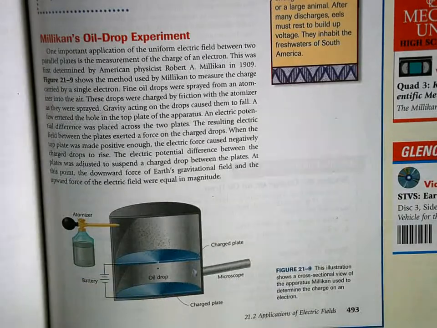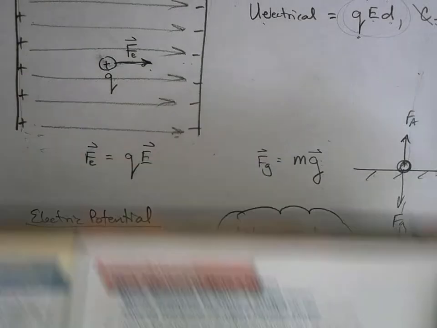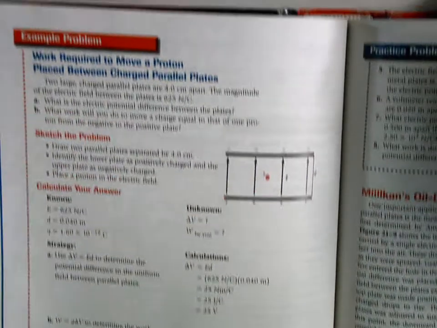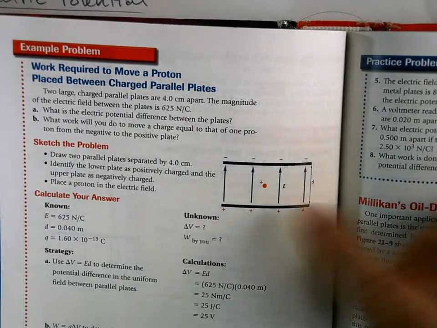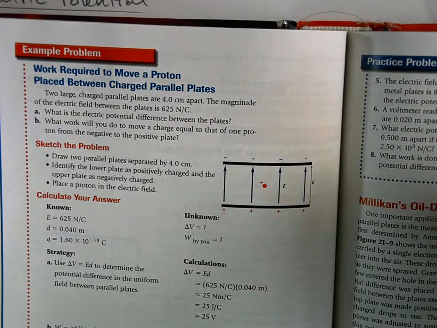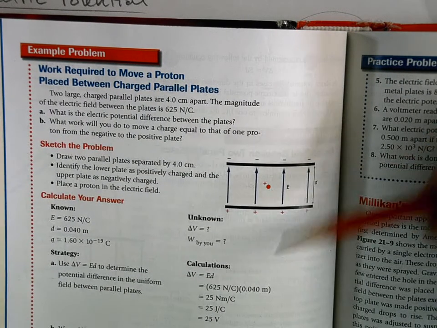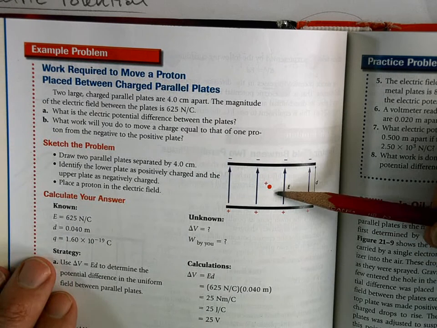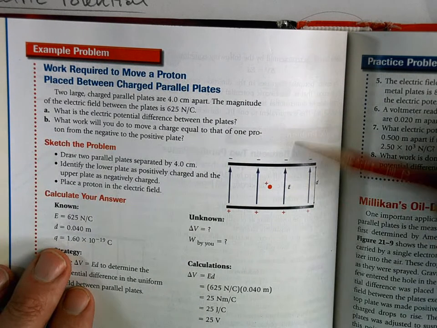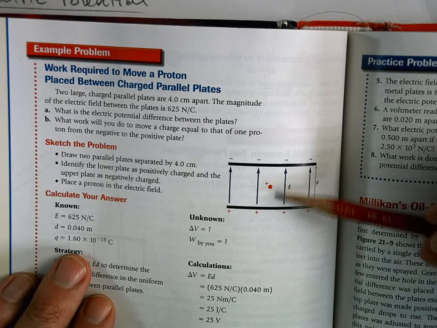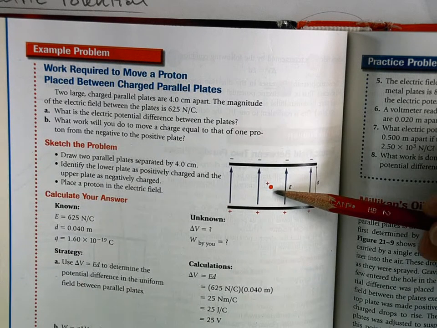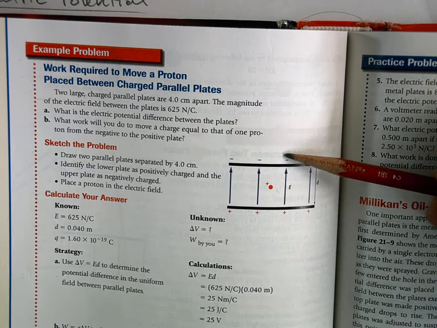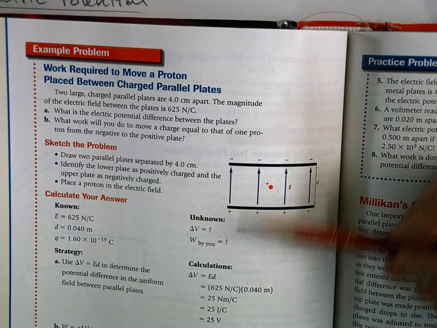And then I'd like you to do given, find, and solve, and solve this other example problem. And this is on page 492, just the next page. And it's the same kind of thing. But here you're given the strength of the electric field, the distance between the plates, and the charge on your little test charge there. And what you want to know is what's the voltage difference across these plates? And how much work do you need to do?